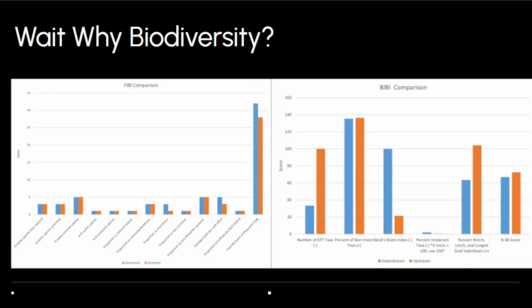Now, it's sort of intuitive why total amount of plant and animal life might be a good metric for total stream health, but why do we actually care about biodiversity? Well, it's more of a trust the word of the experts on it.